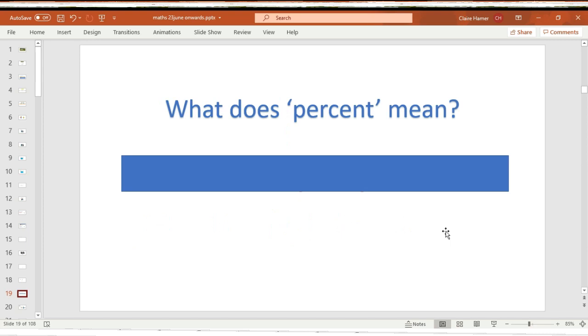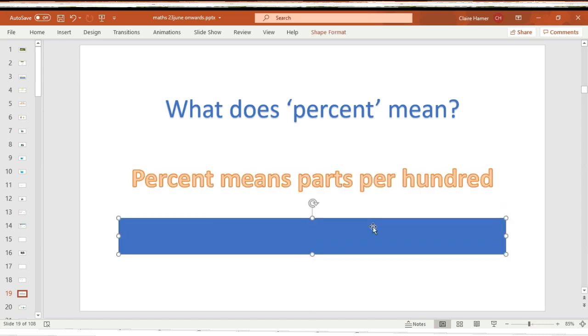Now we're carrying on with percentages today. Please remind me, what does percent mean? Okay, percent means parts per 100. 100 is the key number. And yesterday we were looking at examples where you had to estimate the percentage using your knowledge that the whole is equal to 100%.